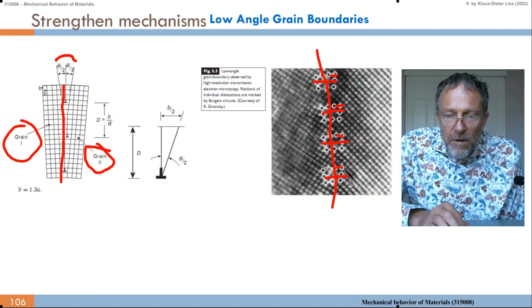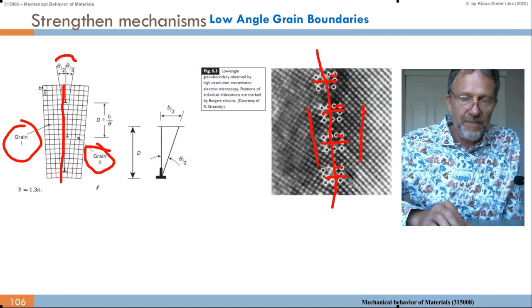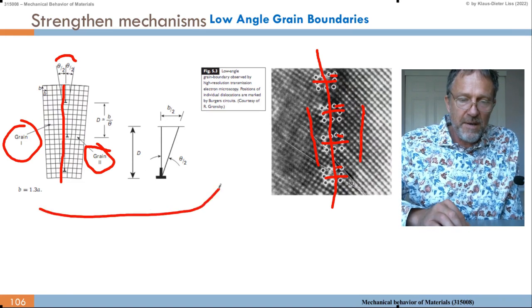And then if you look at the lines here, they will be inclined. So here we have lines like this, and here we have lines, I see them like that, and they have an inclination angle towards each other, which is described by this model.